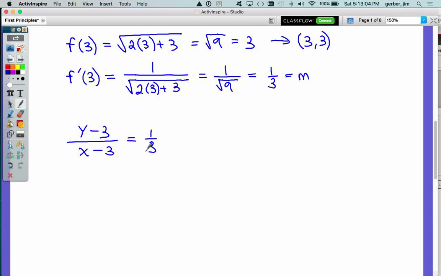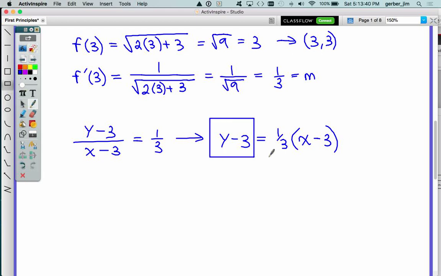But I have to be careful. I have to remember that this, although it is a linear type equation, is going to have a hole at the point 3, 3. And we don't want a hole at the point 3, 3. In fact, 3, 3 is the point of tangency, so we know that exists. So we have to move that denominator over, and we're left with our equation, y minus 3 equals 1/3 of x minus 3. We could clean that up and put it into slope-intercept form if we wanted to, but since the question only asks me to get the equation of a line, and I have the equation of a line, I'm finished here. So that's how you do that.